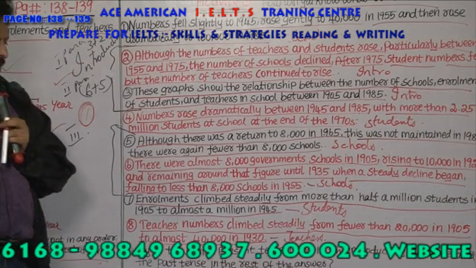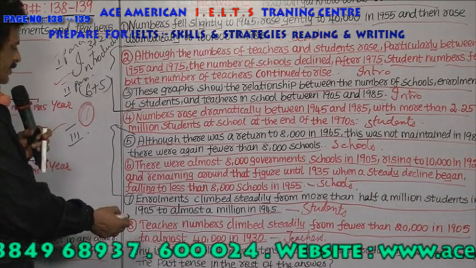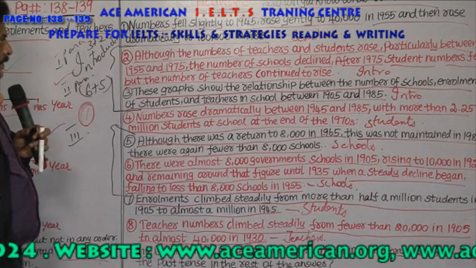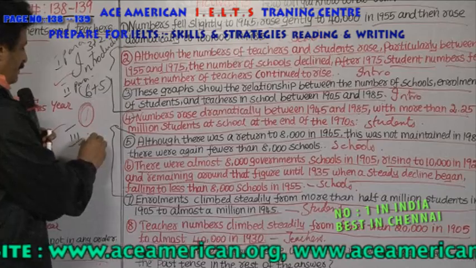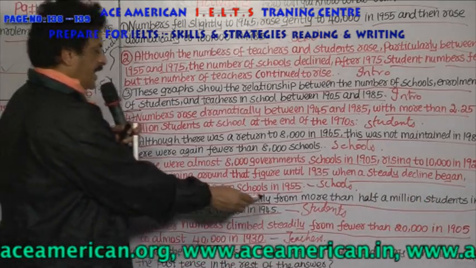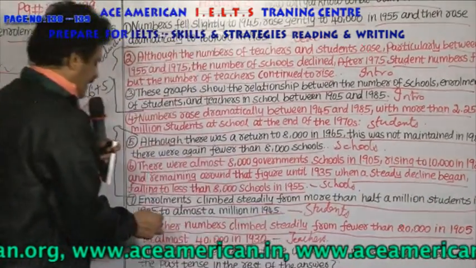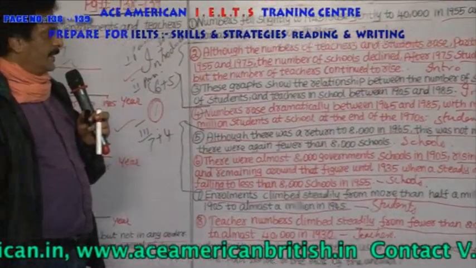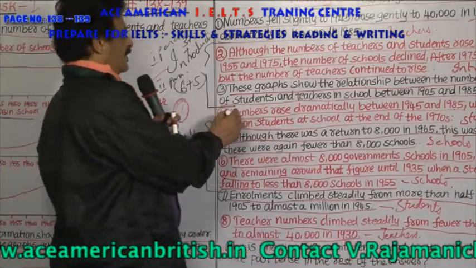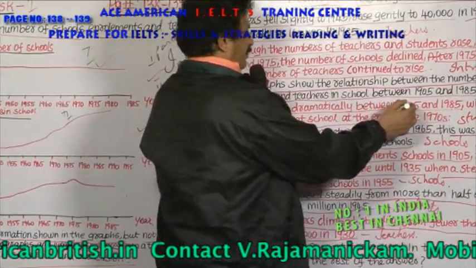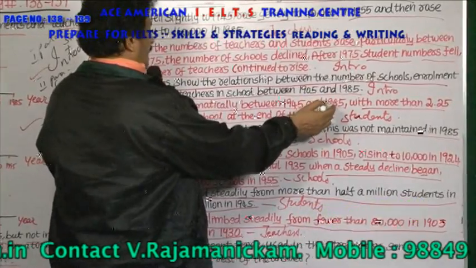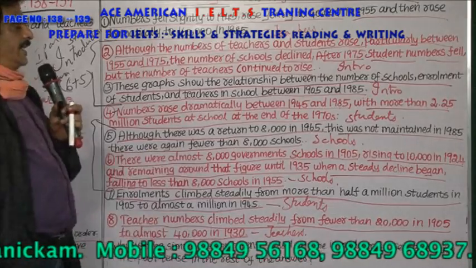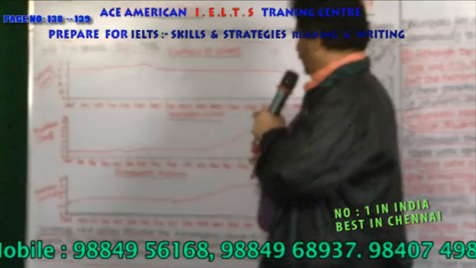7 and 4. Enrollments climbed steadily from more than 500,000 students in 1905 to almost a million in 1945. Then you can go for 4. Numbers rose dramatically between 1945 and 1985 with more than 2.25 million students at school at the end of 1970. You can write about the million. It is about the students here. So 7 and 4.